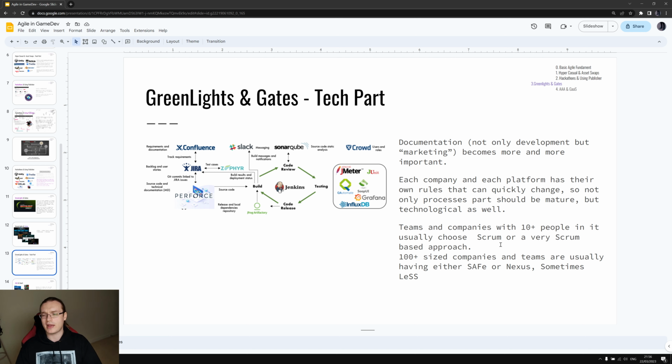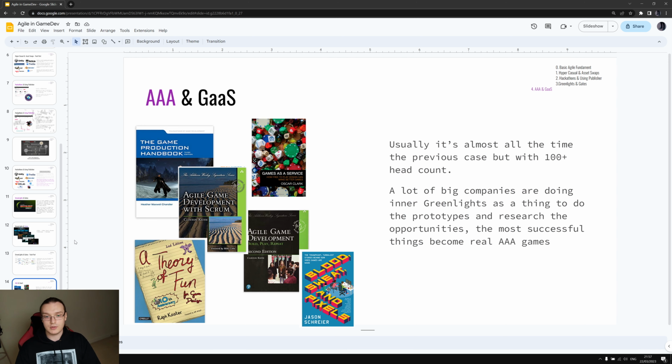So enterprise agile coaches and Scrum masters appear only here. All of the previous types of game development teams and studios actually don't need a dedicated person. Here, for the most part, either they need one, or they need to find a workaround to do it successfully. And yeah, last 2 slides about AAAs and games as a service. So again, most of the work that I've described about the Greenlights and Gates works here.